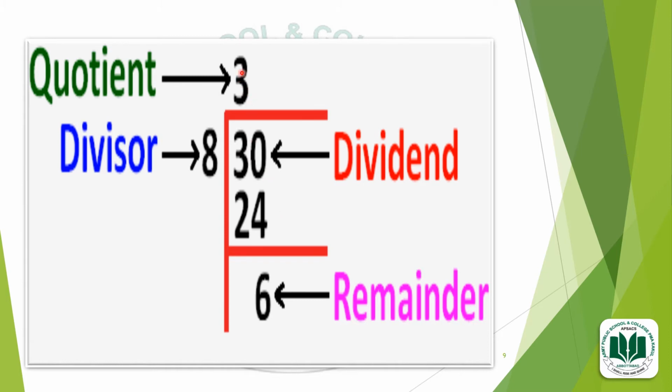So we write the 3 in the quotient place and then we do the subtraction 30 minus 24 and we get 6. 6 we write in the remainder place. So 30 is called dividend, 8 is the divisor, we get quotient 3 and remainder 6.